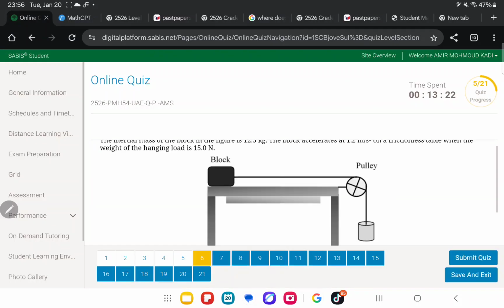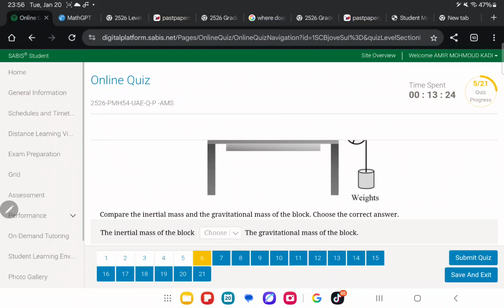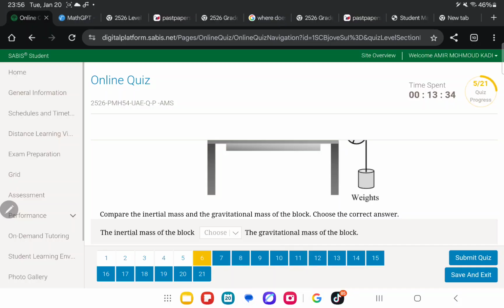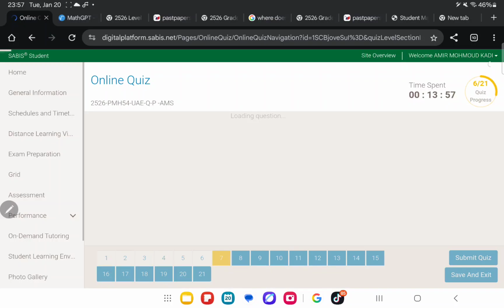So question 6. Now this one, I swear to God, they're just messing with you. Read the question before you do anything, really. They're just asking you the inertial mass of the block. Just remember, look, the mass of a block is conserved all the time. It never changes in any case. Only the weight does, depending on the environment or the planet it's on. But the mass never changes. So you have to say the inertial mass of the block is equal to the gravitational mass of the block. So that's equal.